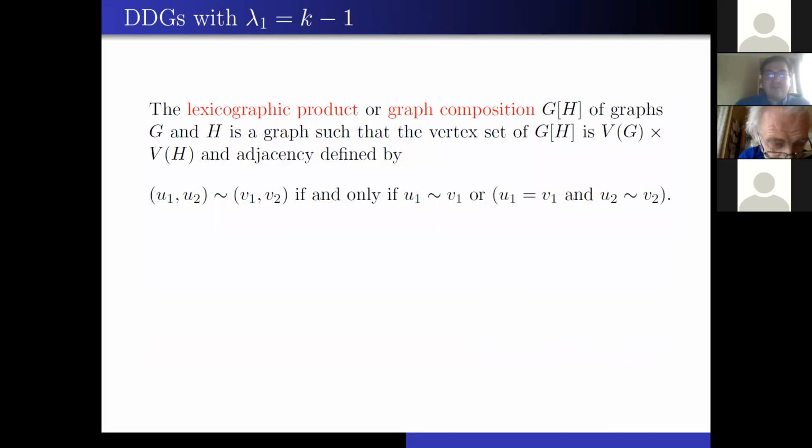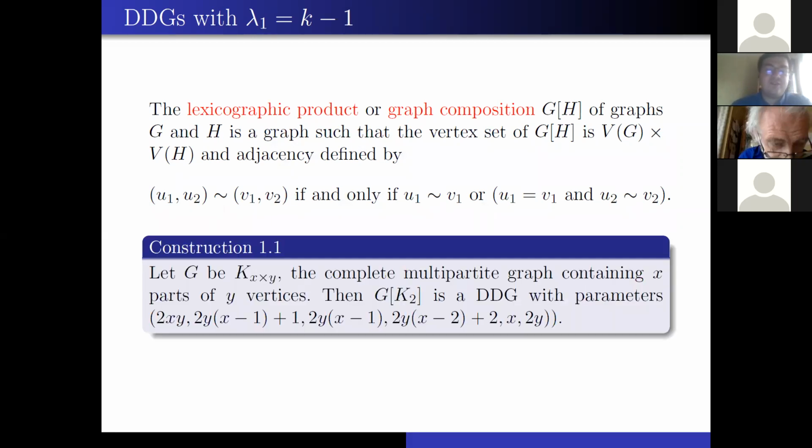So that was the result for the DRGs. Let me talk about divisible design graphs. But first, let us consider three constructions which use the lexicographic product of graphs, or graph composition, whose definition you can see on the screen. So the first construction is: let G be K_{x times y}, the complete multipartite graph containing x parts of y vertices. Then the lexicographic product of G and K2, which is an edge, is a DDG with the parameters you can see right here.